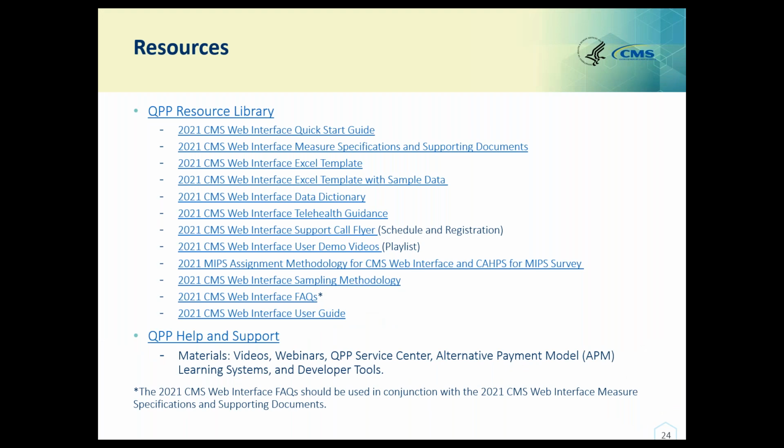Please note that 2021 resources are available on the Quality Payment Program Resource Library. We encourage reviewing these documents if you have questions on quality requirements and measures. We'll continue to communicate any future postings and upcoming support calls. Additionally, the Help and Support page on the Quality Payment Program website contains links to materials such as videos, webinars, and online courses, as well as other items to help with reporting and development. Next slide, please.